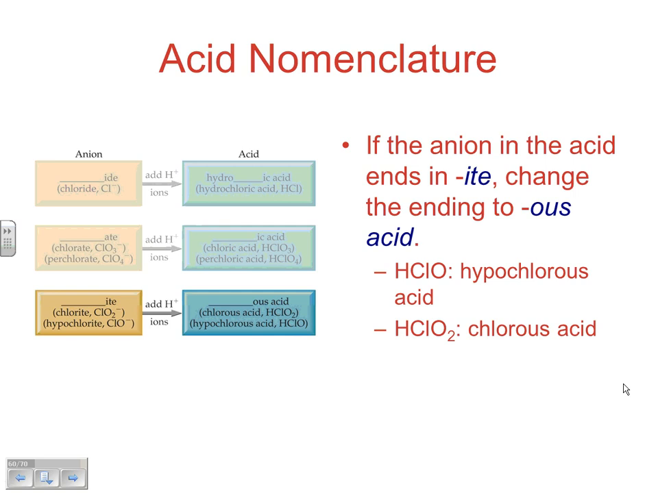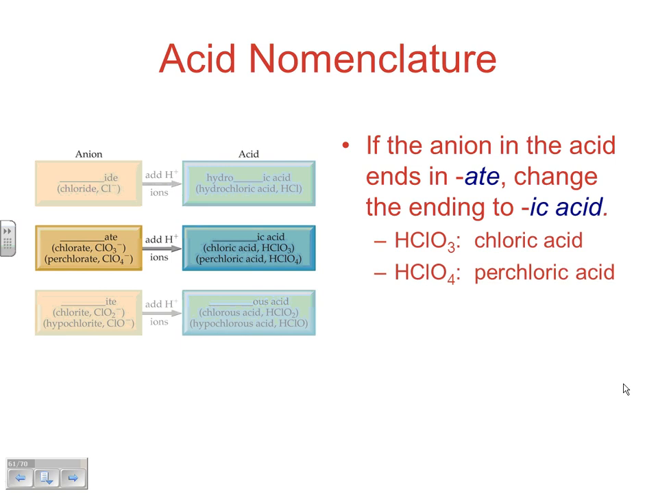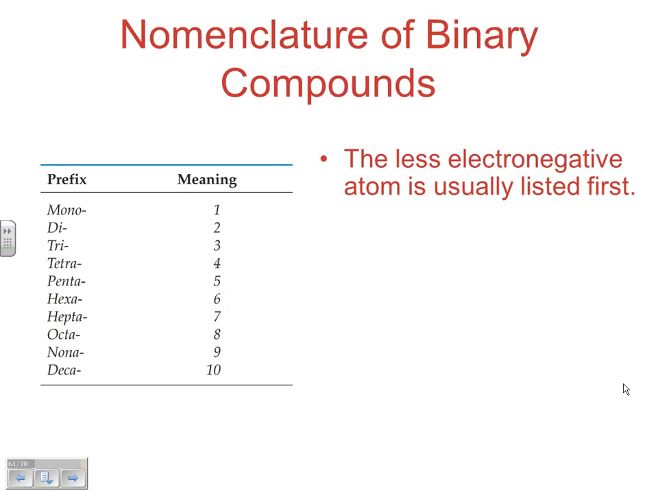So the lower charge one is us, just like I'd mentioned with copper 1 and copper 2. The higher charge one, ate becomes ic. So if you had chlorate, which is HClO3, that's got hydrogen in a chlorate, that becomes chloric acid. And once again, remember we can have perchlorate. So if we have HClO4, the ate still becomes ic, but we still have the per there. So perchloric acid would be HClO4. Perchloric acid and chloric acid are 2 of our strong acids that you're supposed to know.